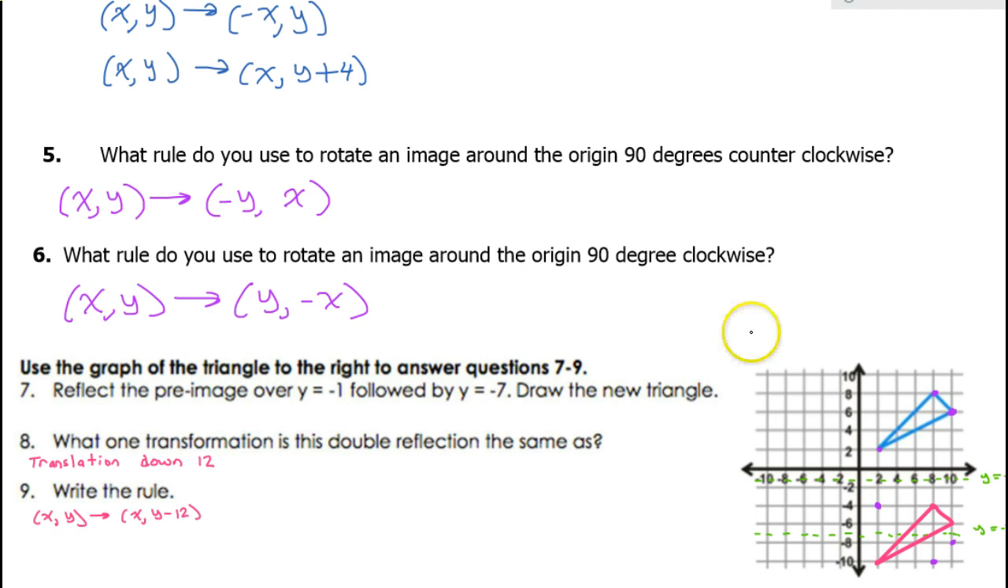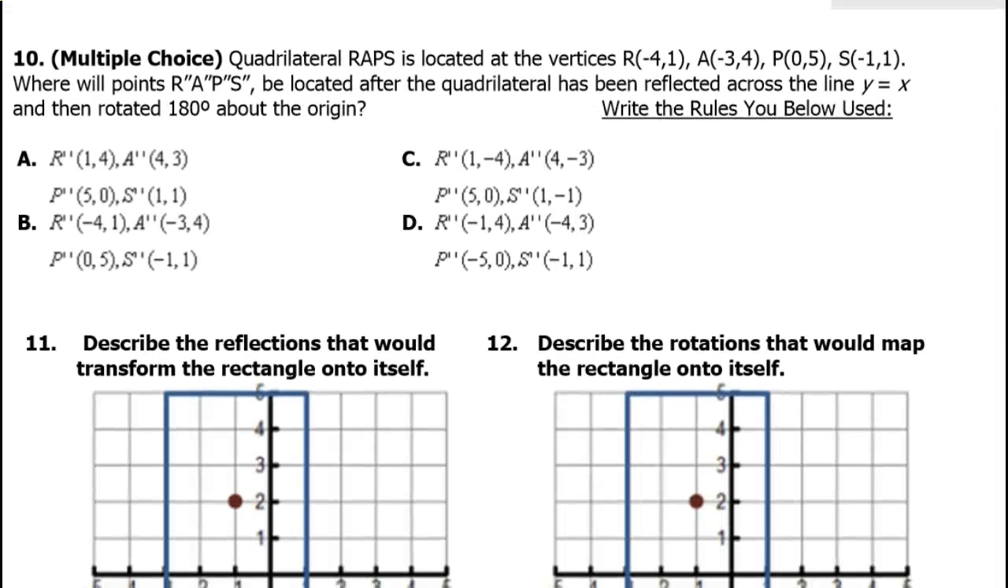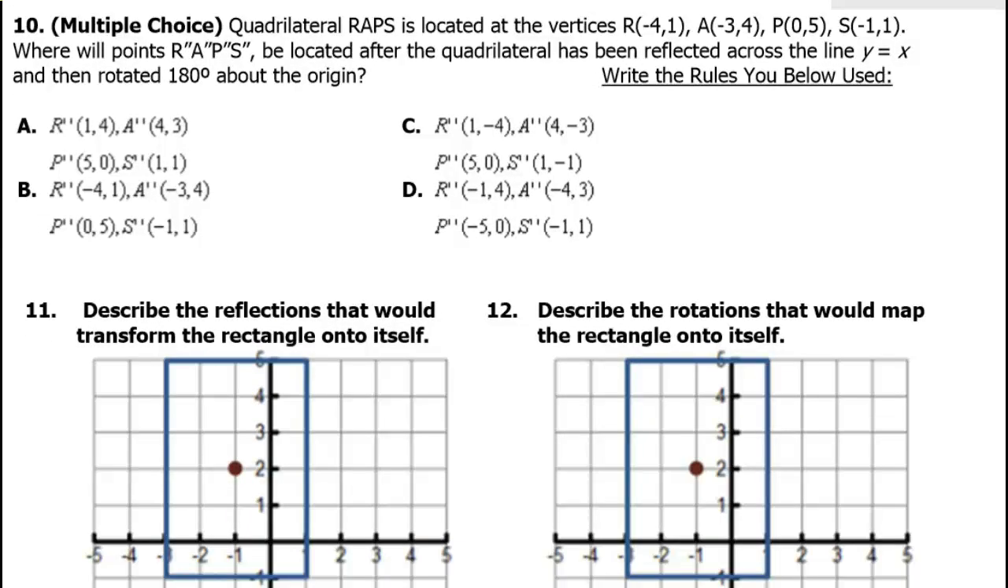All right, that's a good place to stop this video. On the next video, I will do the second half of this worksheet. So I will do the rest of these problems on the next video.